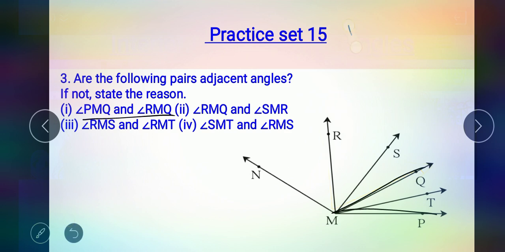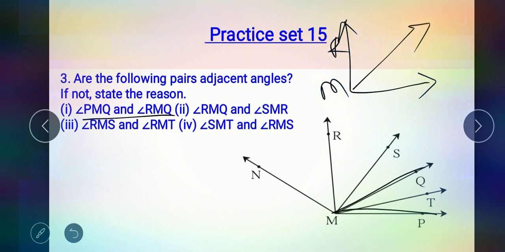Students, this is the diagram. Here we have R, here we have M, here we have Q, and here we have P. When you see angle PMQ and angle RMQ, in these two angles we have a common arm MQ, and their interiors are separate, students. So these two angles are adjacent angles. So the first one is an adjacent angle.